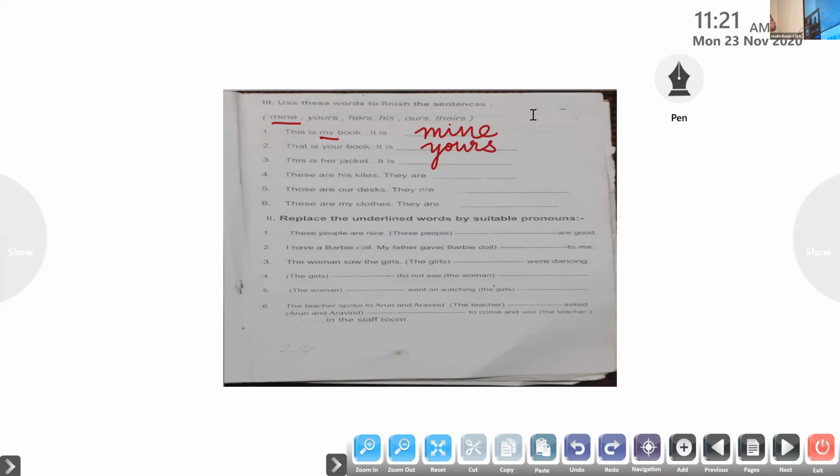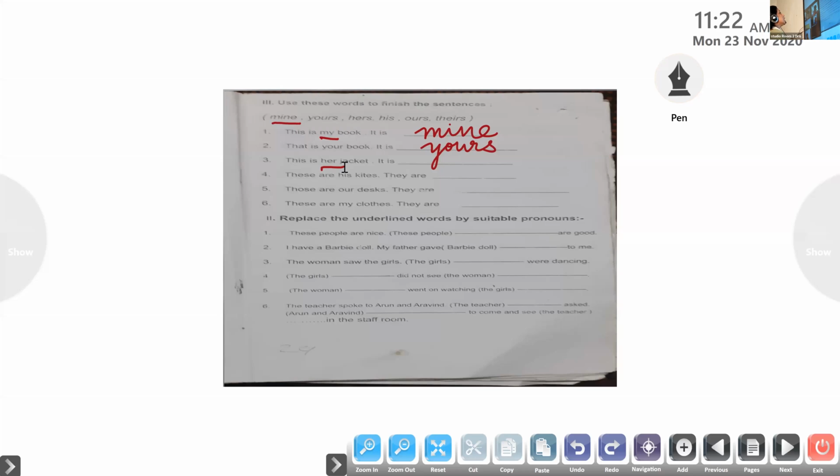Come on, Andrina. Have you unmuted it? Yes, come on, read the question. This is her jacket. So it is? Her. So which possessive pronoun do we use there? Come on, the options are given for you. If you have a textbook in front of you, read it. Mine, yours, hers, his, ours, theirs. Open your mouth and read it.